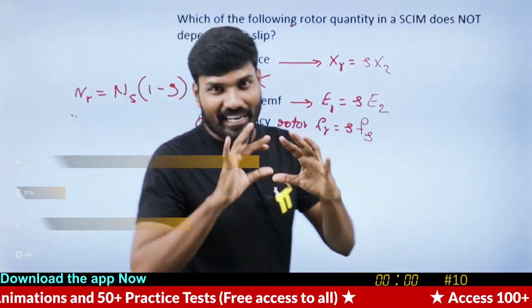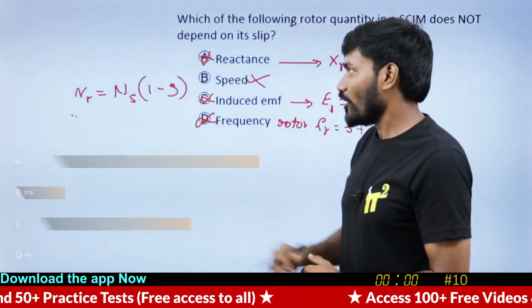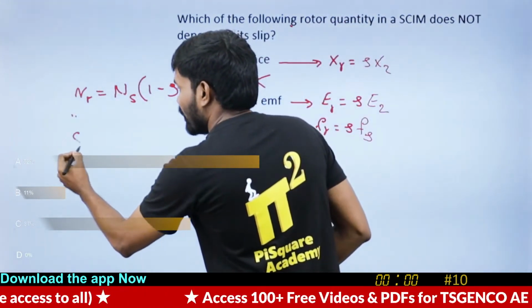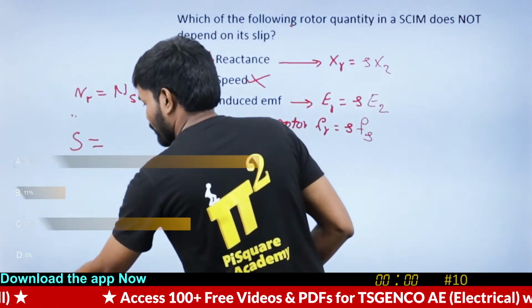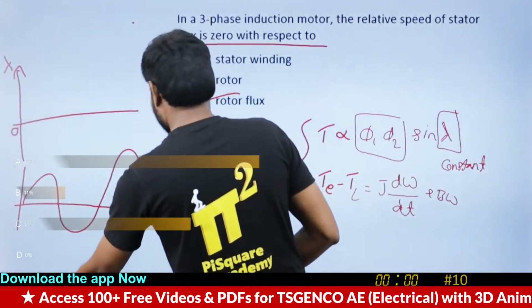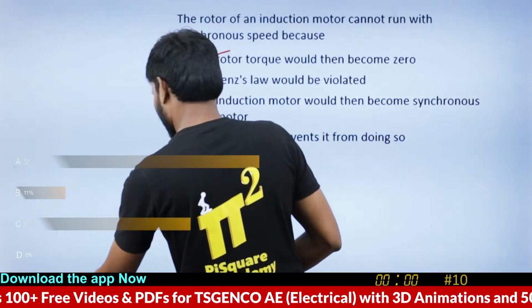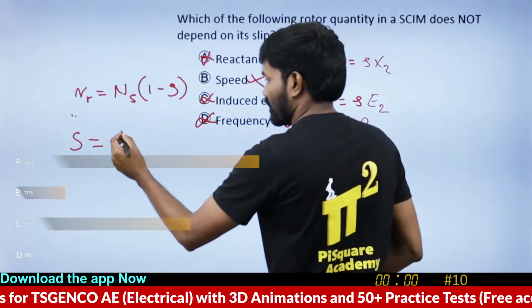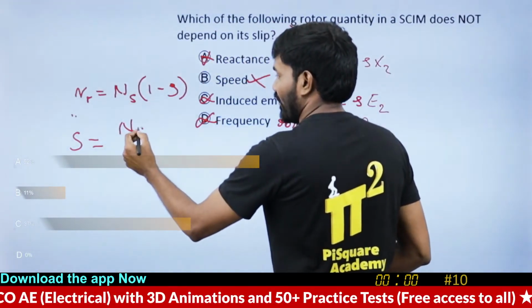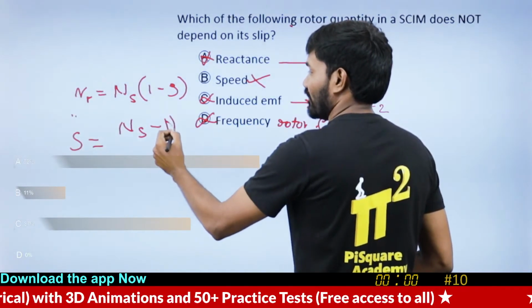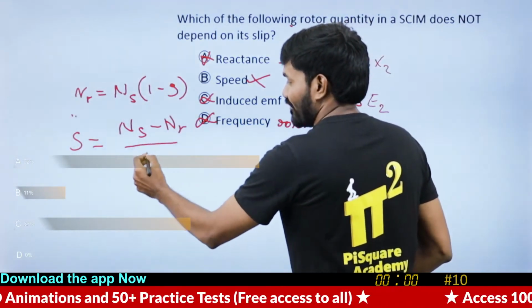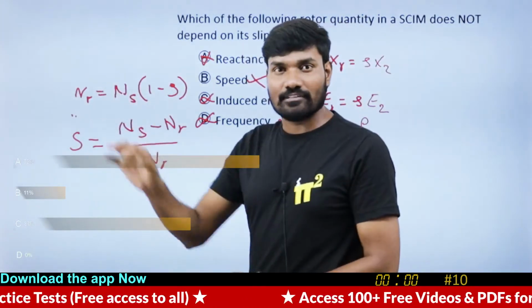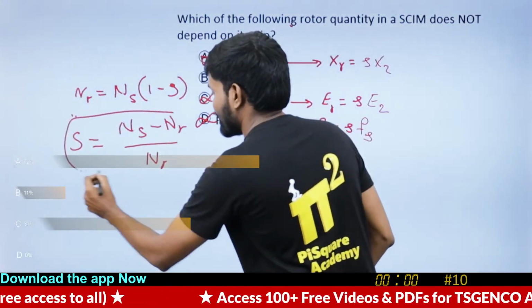Of course, mathematically, when you're rewriting this, you will rewrite like this. But originally speaking, slip is equal to, we have seen here in the previous questions, I think, NS minus NR divided by NS. This is the original equation. Now mathematically you can rewrite it, that's a different story, but this is what the original equation means.